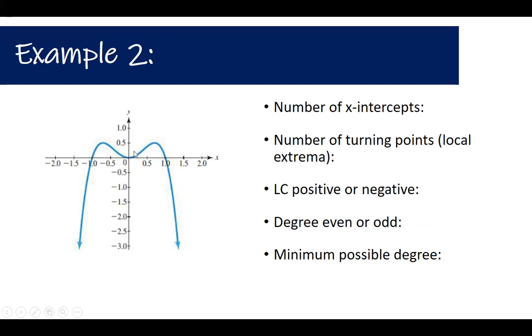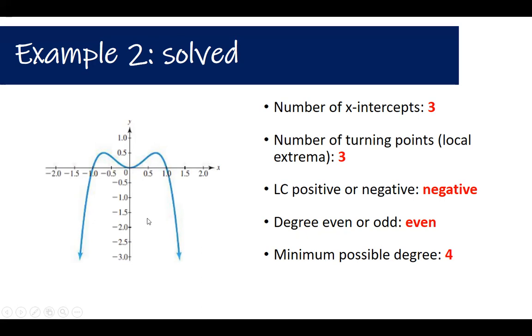And putting all of that together, we have 1, 2, 3 intercepts, but we also have 1, 2, 3 turning points. That means our minimum possible degree has to be 4. It can't be 3 for a couple of reasons. There's 3 turning points. So remember, turning points has to be n-1 at most. And also, remember, it's an even degree here. So our minimum possible degree here is going to be 4.